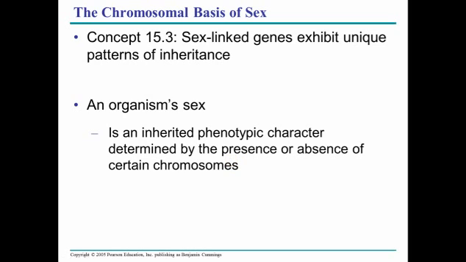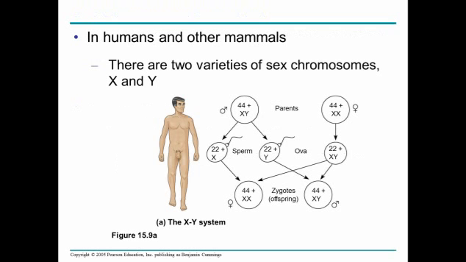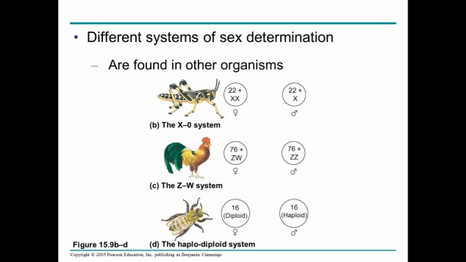Okay, sex-linked genes. So we've done a lot of this, so this should be pretty easy. It's determined by the absence or presence of certain chromosomes. So in humans, it's an X and a Y, of course. And the male gives an X or his Y. If he gives a Y, he determines that his offspring will be a male. And only the male can choose the sex of the offspring. Women just give an X, of course.